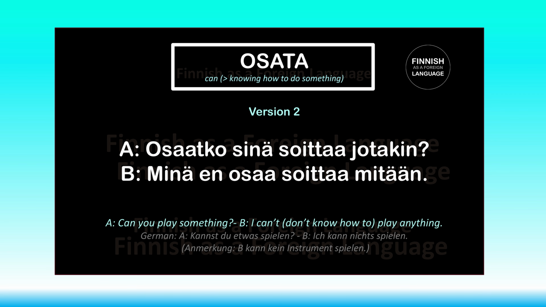Let's go quickly step by step. Minä en osaa means I cannot, in the sense of I don't know how to. Soittaa means to play, infinitive form, and mitään means anything. It's the partitive singular of mikään, which we use when we're expressing a general lack of ability in a negative sentence. Let's repeat again. Minä en osaa soittaa mitään. I can't play anything, or I don't know how to play anything.